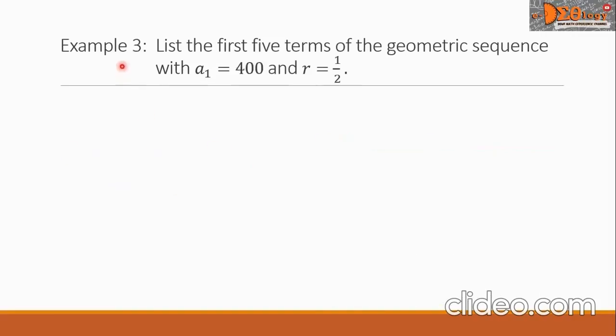Let's have example 3. List the first 5 terms of the geometric sequence with a sub 1 equals 400 and r equals 1/2.